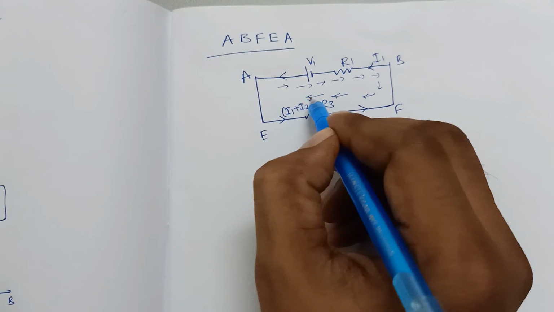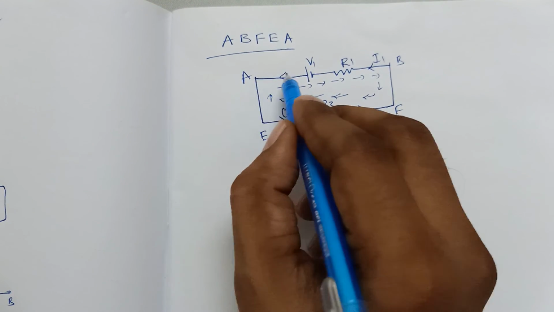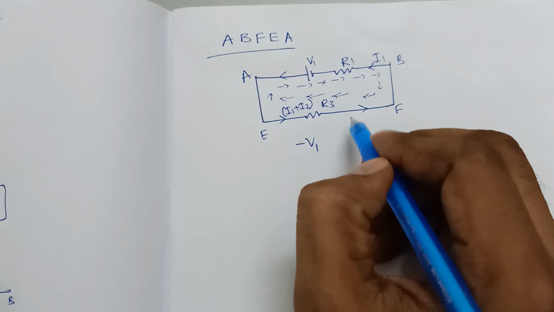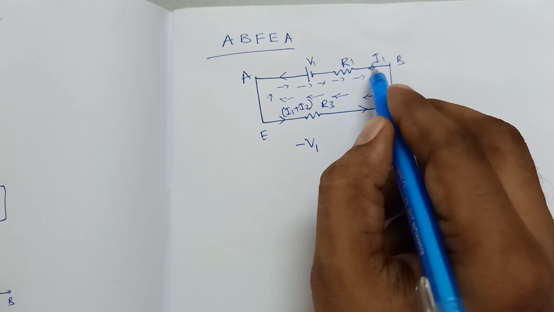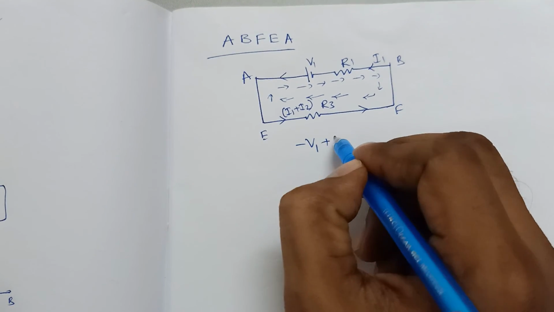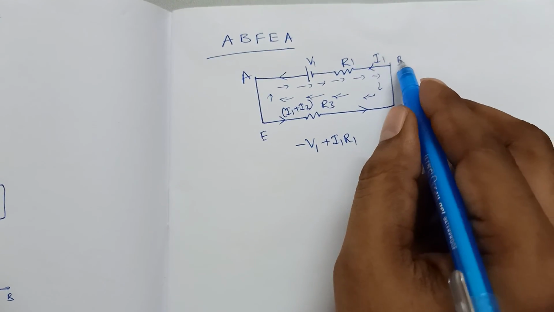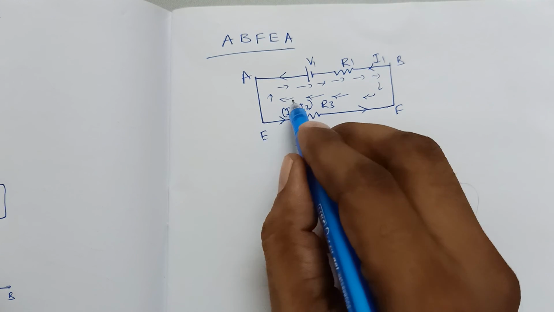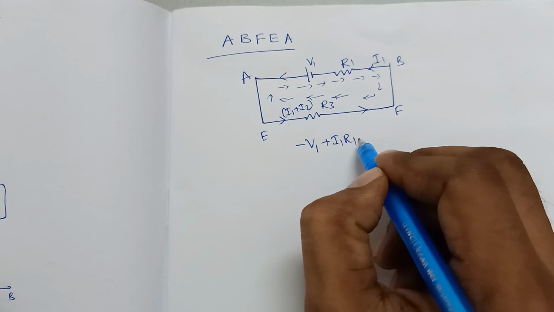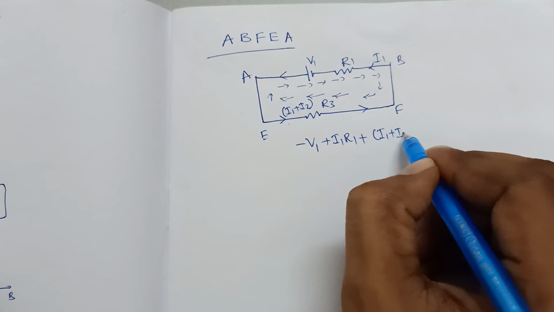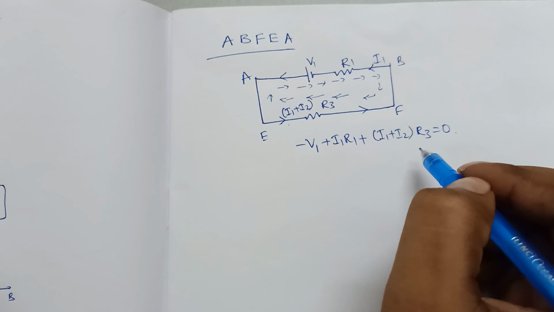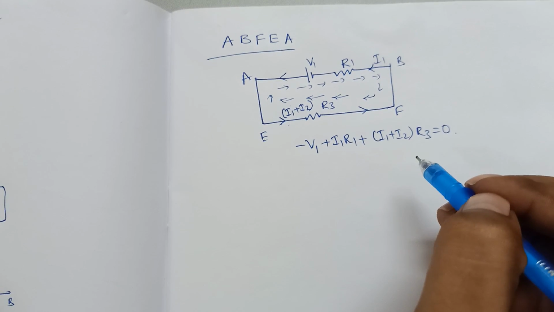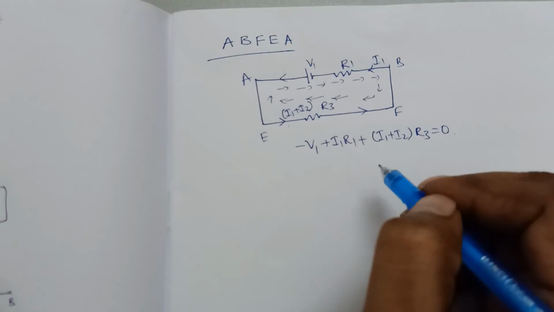If you take a closed loop like this, from A you start with minus V1. After that, at I1 and R1 our assumption direction and current direction are opposite, so we take it as plus I1 R1. From B to F nothing is there, and then we reach R3. The current direction and our assumption direction are opposite, so we take plus I1 plus I2 into R3, equal to 0. Like that we can solve the loops and take the relations. This is about the Kirchhoff loop law and junction law.